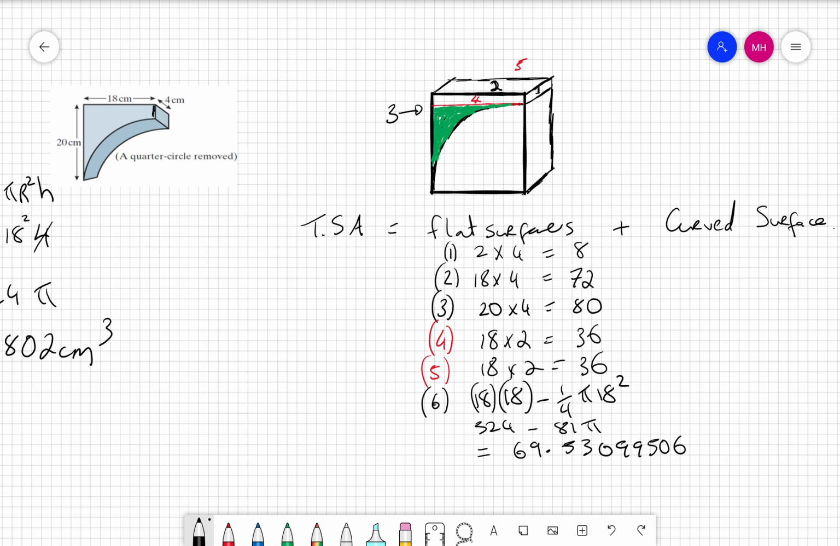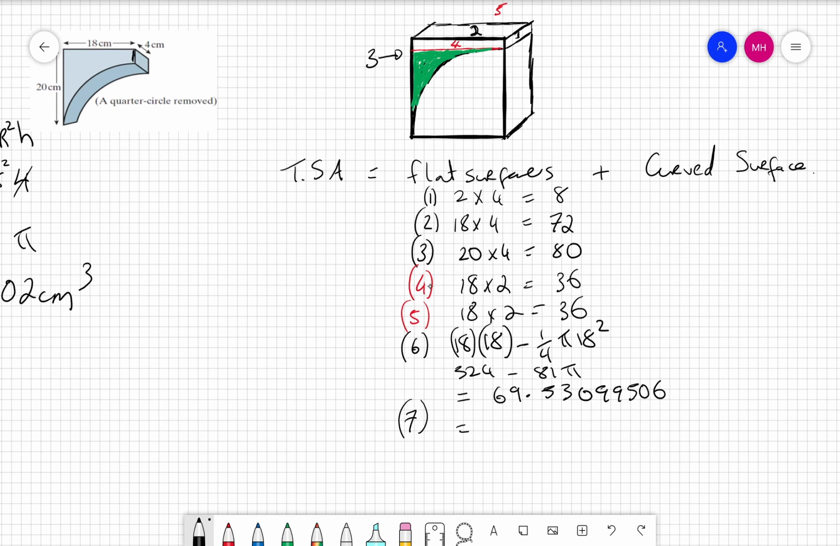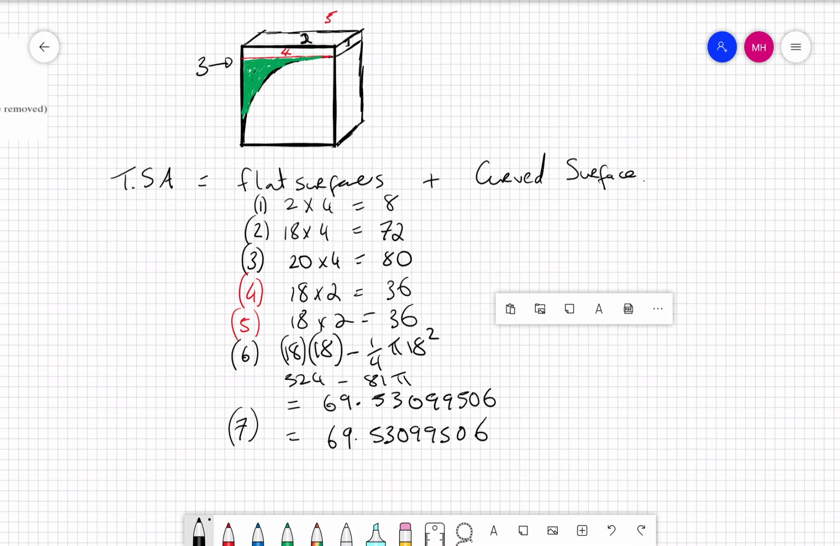So 324 minus 81 pi, that's equal to 69.53099506. Now there is a quicker way of doing the question, but I just want to probably... 7 is going to be the same side over there. It's also another green side, the other green side over there, so it's the same again. Is there any other straight surfaces on it? Let's just examine it. 1, 2, 3, 4, 5, 6, 7. So that's all the straight surfaces. All we have now to do is look over at our curved surface.